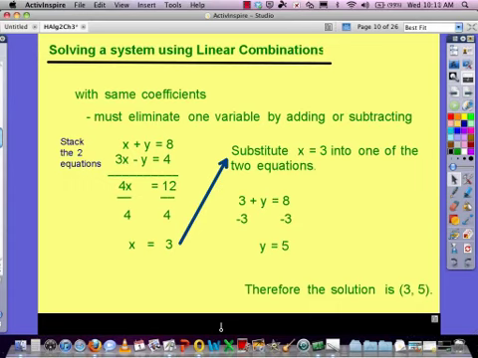So it would read 3 plus y equals 8. Subtract 3 from both sides, y equals 5. Therefore, you have a solution of 3, 5, which means you should be able to tell me that these two lines intersect, and they intersect at the point 3, 5.